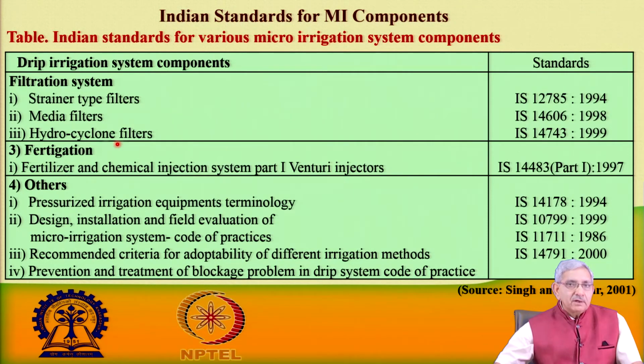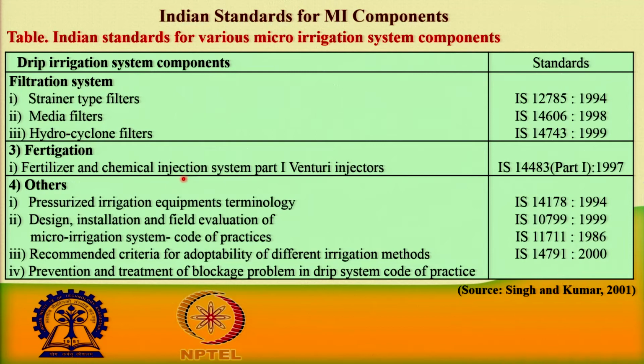Then fertilizer applicator, that is your fertigation equipment, for this also the specification has been given, and for pressurized irrigation equipment and terminology it has been given in this particular installation guidelines and recommendation criteria for adaptability of different irrigation components, that has also been given. So, prevention and treatment of blockage problem in drip irrigation system and their component practices, these are also specified.